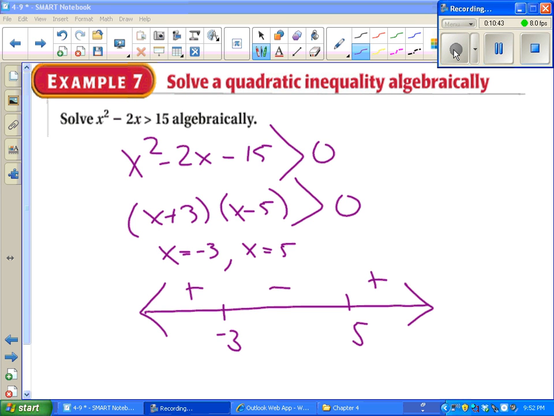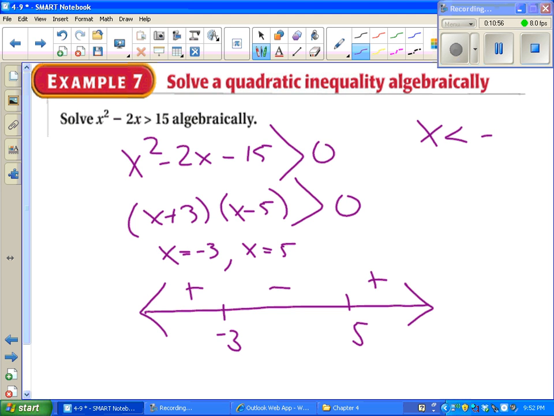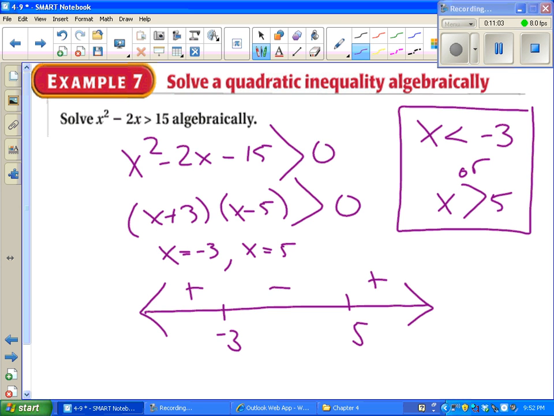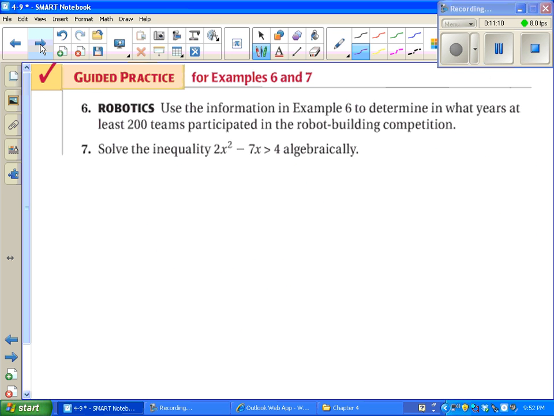Before I put up my final answer, remember this time we want positive answers. So we're looking for regions that have a positive above the number line, not a negative. And there's 2 this time, so we say x is less than -3 or x is greater than 5. We don't use the and this time because we're not shading in between, we're shading on the outside. It's an or type problem. At this point, you can try these on your own, or you can do that later. Regardless, we are at the end of this lesson.